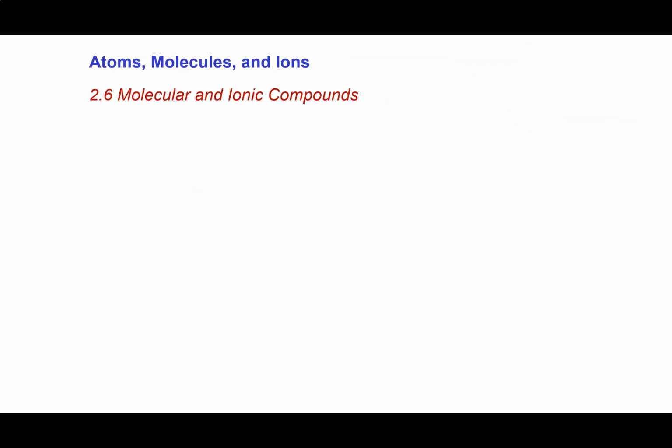Okay, so that's a short review of molecular and ionic compounds. We talk about the origin of these 2 different types of bonding, and we learn a little bit about how to write the formulas for ionic compounds.